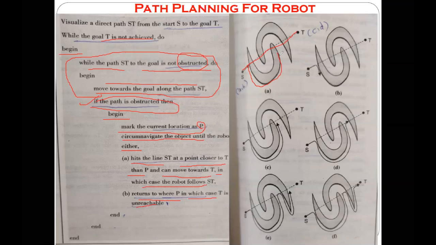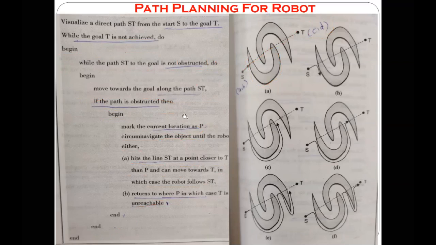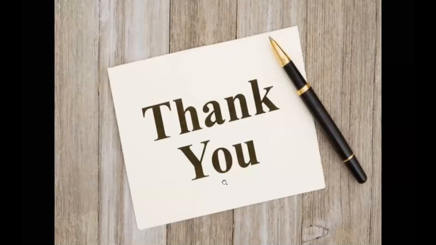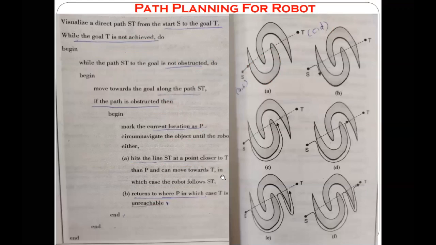So if he doesn't find the straight line, it means this particular target is unreachable. So in that case, he has to come back to its initial point P. Okay, and end. So it is a simple algorithm. Understood? Yes, sir. So this is the Bug algorithm for path planning for the robot. There are also other algorithms, but it is sufficient for our study to have just one algorithm regarding path planning for the robot. So in this way, the robot does the path planning and can reach the target or goal position. Okay, so that's it for today's session.